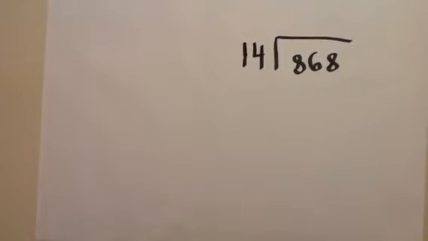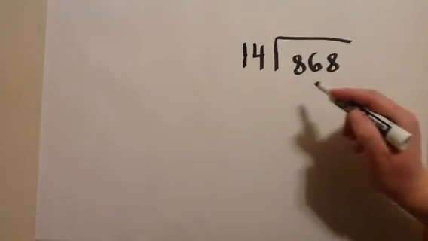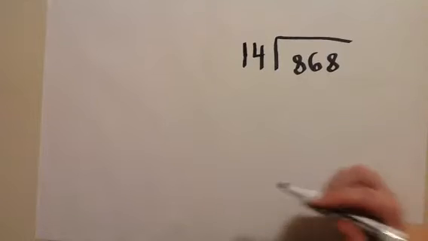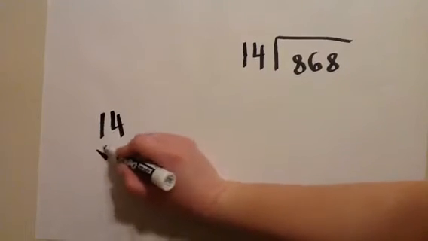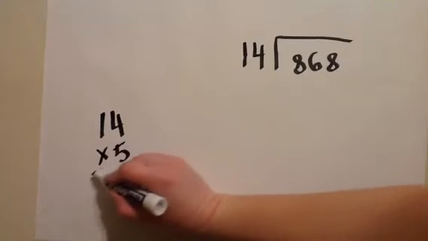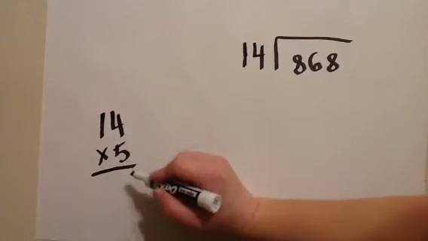Problem number 1, we have 14 divided into 868. If you're using a multiplication chart, it doesn't go up to 14, so we're going to have to figure out what multiple of 14 is going to get us close to 86. Let's start with 5. So if we do 14 times 5, 4 times 5 is going to give us 20.